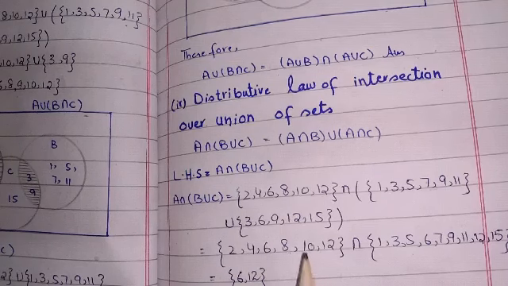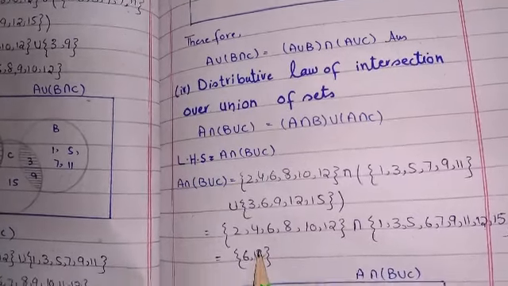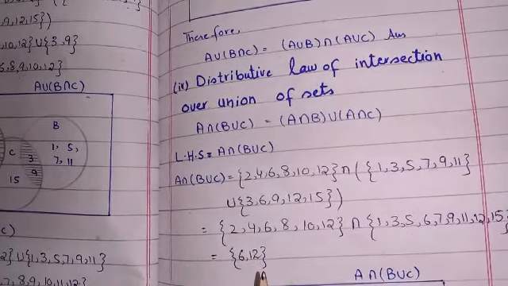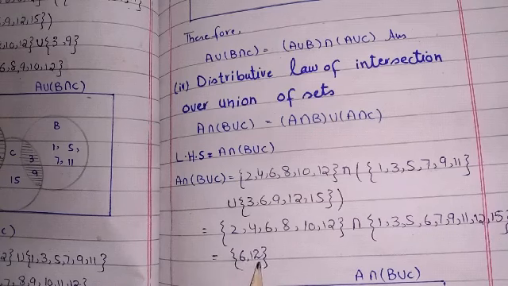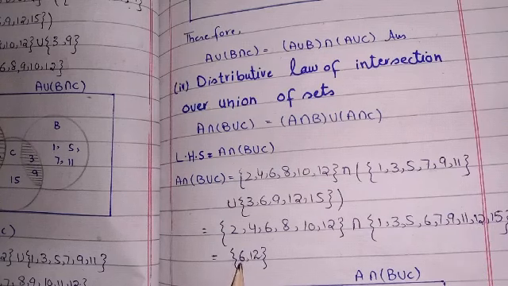Now students, as you can see, there is an intersection sign between both sets. So when we take intersection between both sets, we have only two common elements, which are 6 and 12, because 6 and 12 are present in this set and 6 and 12 are present in this set. So our answer is the set containing elements 6 and 12.